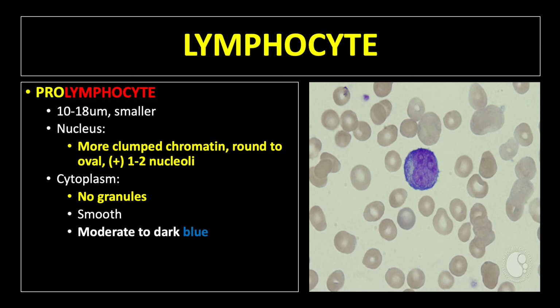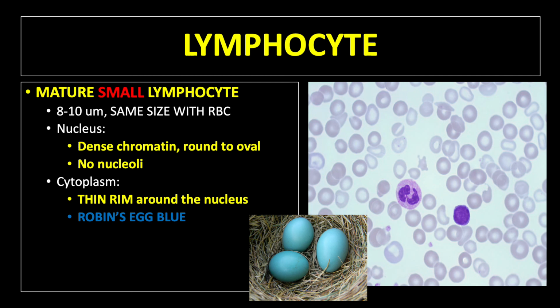Now we have the mature small lymphocyte, which measures 8 to 10 micrometer, the same size as the red blood cells, diba? If wala doon sa choices yung what is the histologic ruler under the peripheral blood smear, if walang erythrocyte, you choose the small lymphocyte. So the nucleus now has dense chromatin when compared to your other type of cells in this series, they have more clumped chromatin, and then they have a round to oval nucleus now without nucleoli.